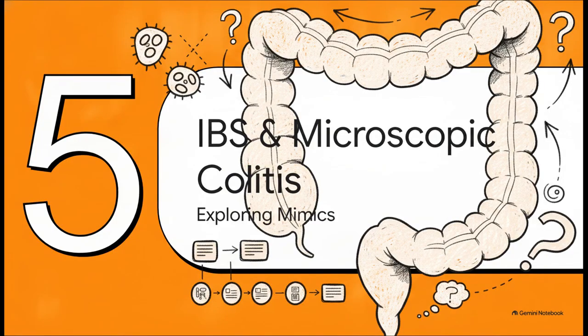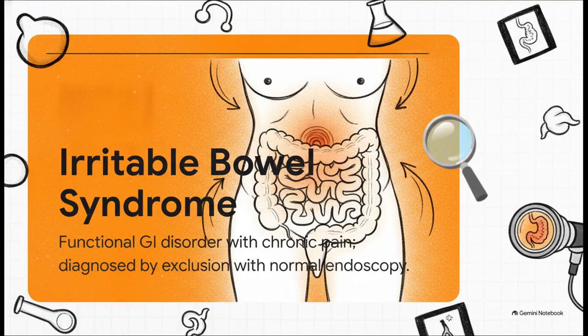Shifting gears a bit, let's look at Section 5, IBS and microscopic colitis. What if it's not IBD? First step in our mimics and differentials is irritable bowel syndrome, or IBS. It is absolutely vital to understand that IBS is strictly a functional disorder of the gastrointestinal tract. These patients present with chronic, relapsing abdominal pain, bloating, and altered bowel habits. Now, those habits could be diarrhea, they could be constipation, or a mix of both.